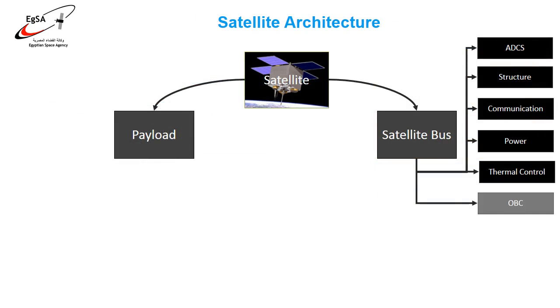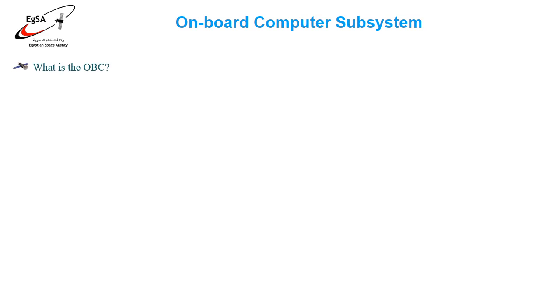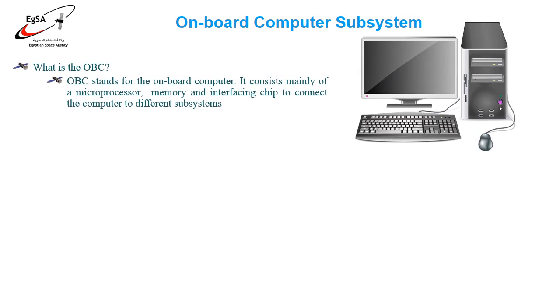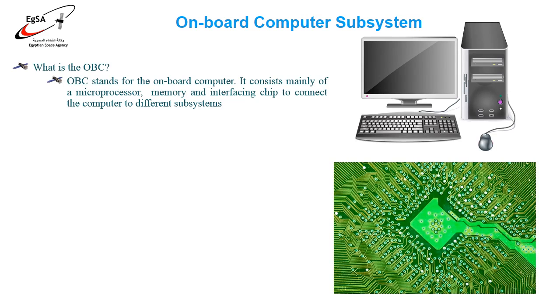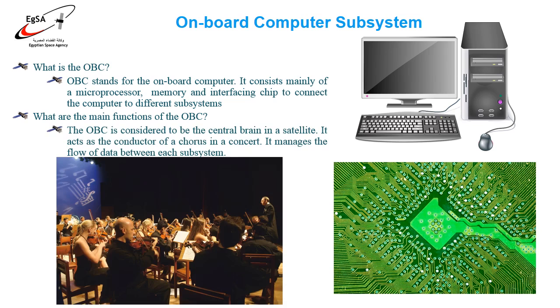Now we move to the final subsystem, the OBC subsystem. So, what is OBC? OBC stands for the onboard computer. It consists mainly of a microprocessor, memory, and interfacing chip to connect the computer to different subsystems. What are the main functions of the OBC? The OBC is considered to be the central brain in a satellite. It acts as the conductor of a chorus in a concert. It manages the flow of data between each subsystem.